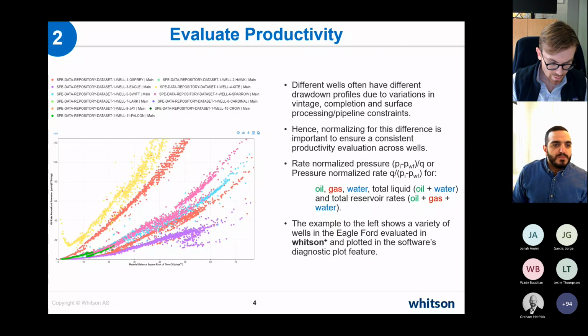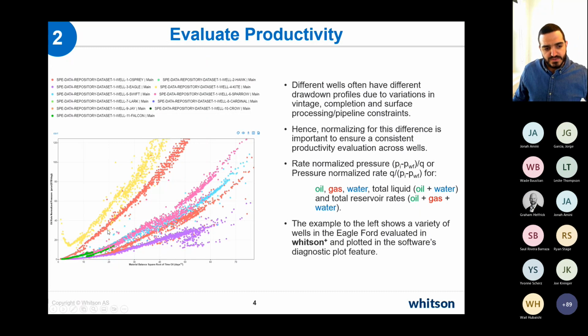The second thing I wanted to talk about is using Whitson Plus to compare productivity between different wells. And what I'm showing here is an example from the diagnostic plot, where you can plot multiple wells, basically the rate normalized pressure or pressure normalized rate versus material balance time or versus real time. And you can do that for all the wells that you have in your project, just to be able to compare the productivity for the different wells, because we know that each well might have a different drawdown history, might have a different completion, et cetera, et cetera.